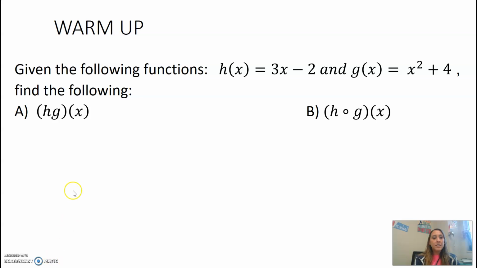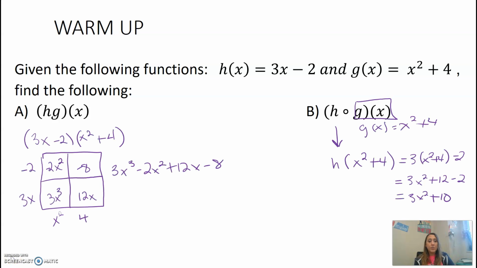Good morning, functions. This was the warm-up that we started with today, so I would like you to go ahead and hit pause, and I'd like you to do this warm-up. Okay, so those are the answers.